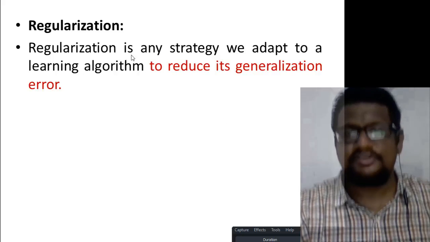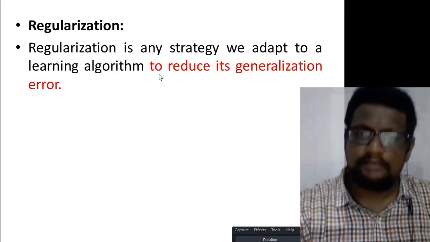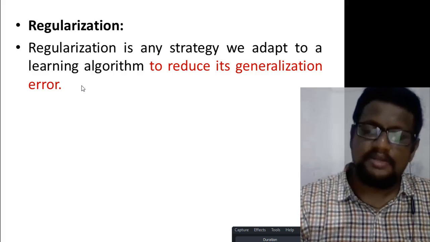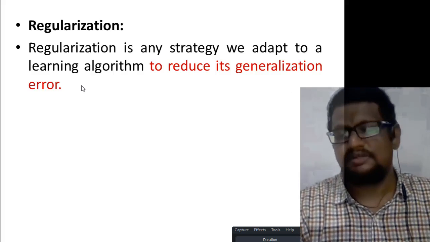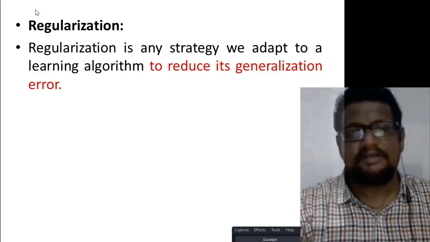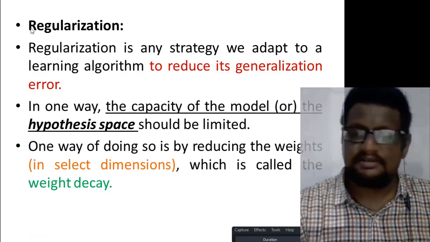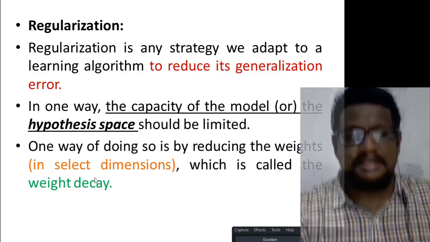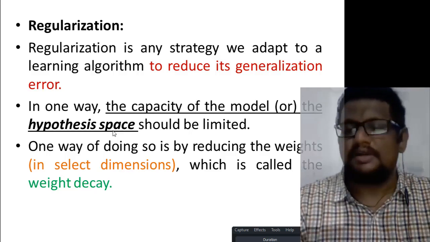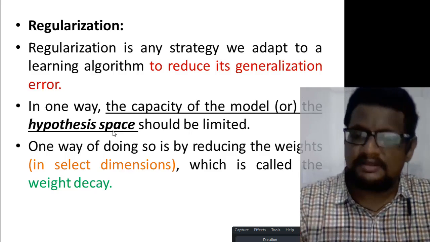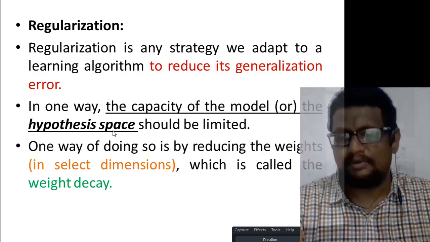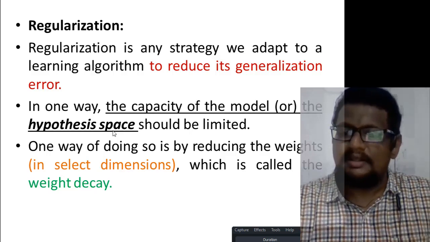Regularization is any strategy we adopt in a learning algorithm to reduce its generalization error. That is, to make a machine learning algorithm capable of accepting new inputs and classifying them also. That is what is called generalization. Whatever strategy we adopt to go for generalization is called regularization. So what are the different strategies, and what is the most popular one? That is weight decay. The capacity or the hypothesis space should be limited. That hypothesis space is the order of learning allotted to a machine learning algorithm. Suppose you are giving a linearly separable input and you have a highly non-linear learning algorithm.